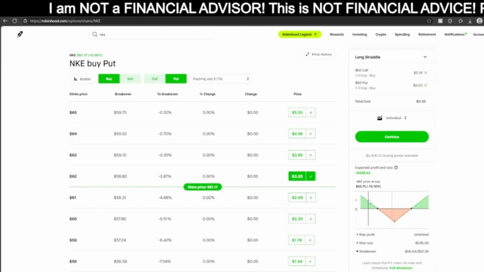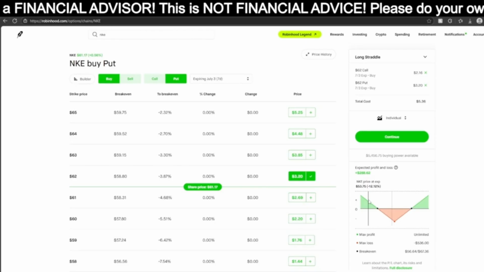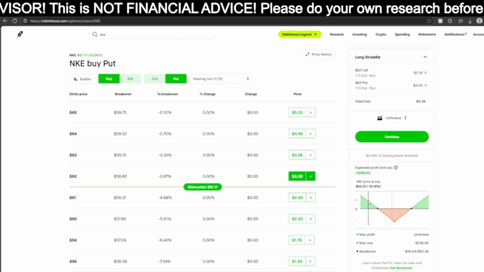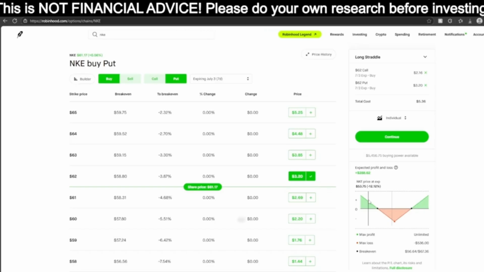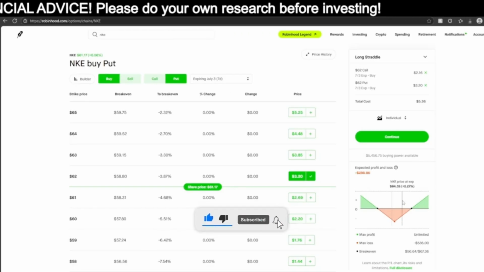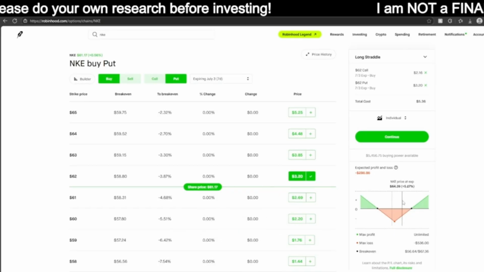Basically, what you're telling the market is, I'm willing to bet that Nike's going to have a huge move. And I don't care what move it is. It doesn't matter to me. It can move in the negatives. It can go positive. It doesn't really matter either way, as long as there's movement. As long as there's some big movement here, then you're going to get some nice profit on this potential options trade for a long straddle.